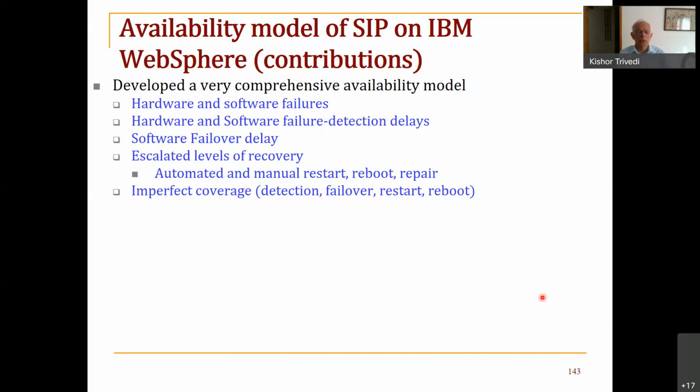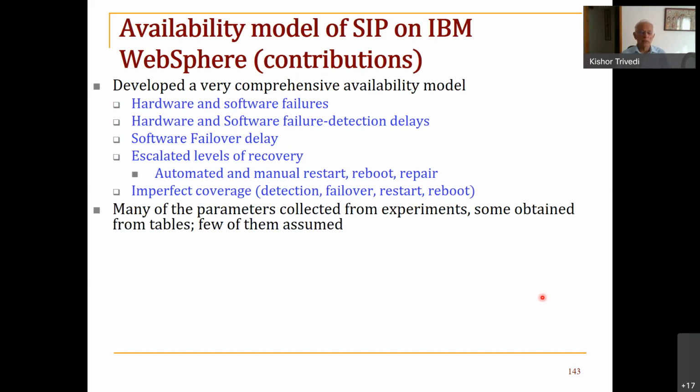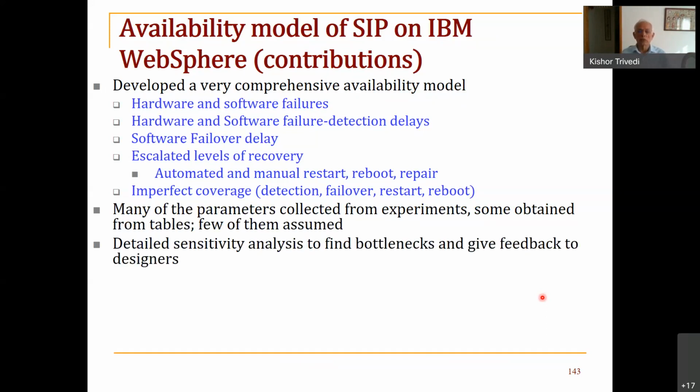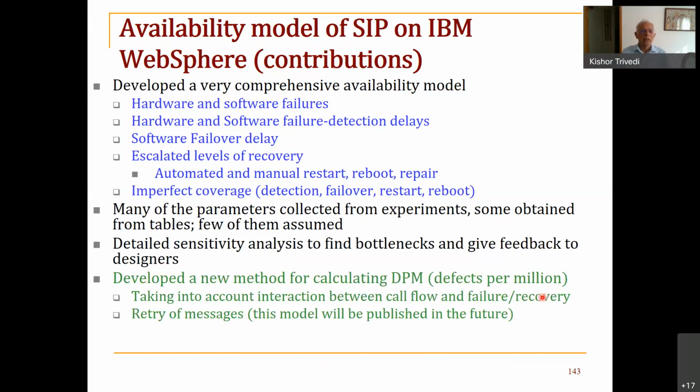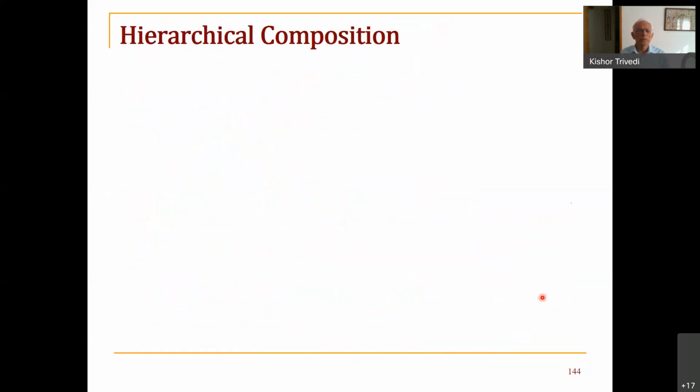impressed the customer, IBM's customer, and that led them to actually accept the system. And model parameters were collected from experiments, some obtained from tables, few of them assumed, and detailed sensitivity analysis was done to find bottlenecks and give feedback to the designers. And we also developed, which I'm not telling you about, a new method for calculating the number of calls dropped due to a failure. And we were told explicitly that these 2 models were responsible for the sale of the system by IBM to the telco customer. And all the details of this are provided in the Green Book.